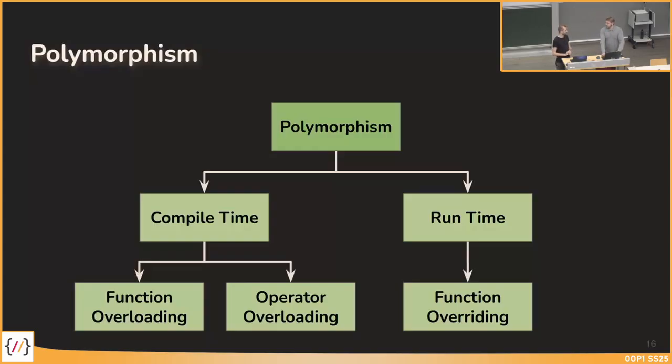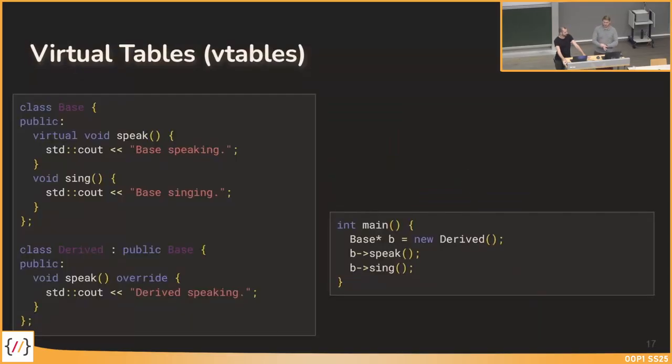So the question here now is, how do we determine which function to use at runtime? That's a very good question. And when we talk about polymorphism, we often talk about virtual tables, or short, vtables.